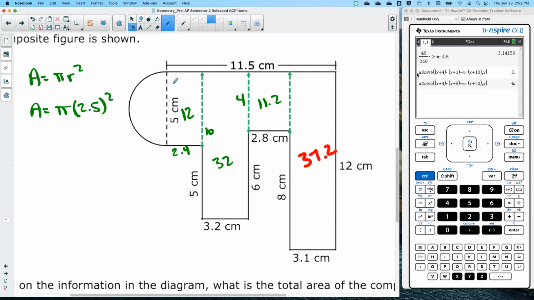But there's gonna be one problem. Is that a whole circle? No. So we're gonna divide that by 2. So this is 9.8. Okay, add those up.